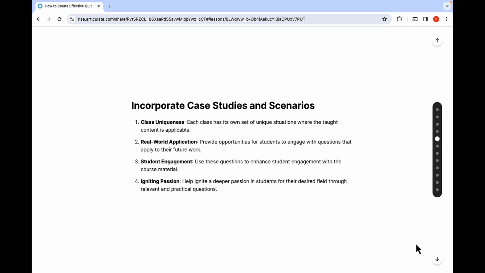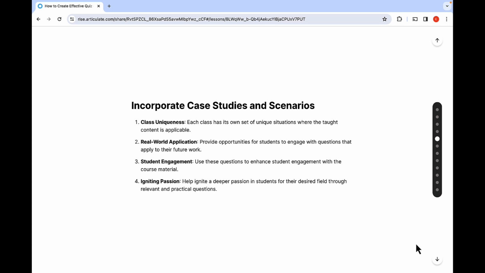Case studies and scenarios can be particularly effective in disciplines such as business, law, and healthcare, where real-world application is crucial. By integrating these elements into quizzes, you can create more engaging and impactful assessment experiences.